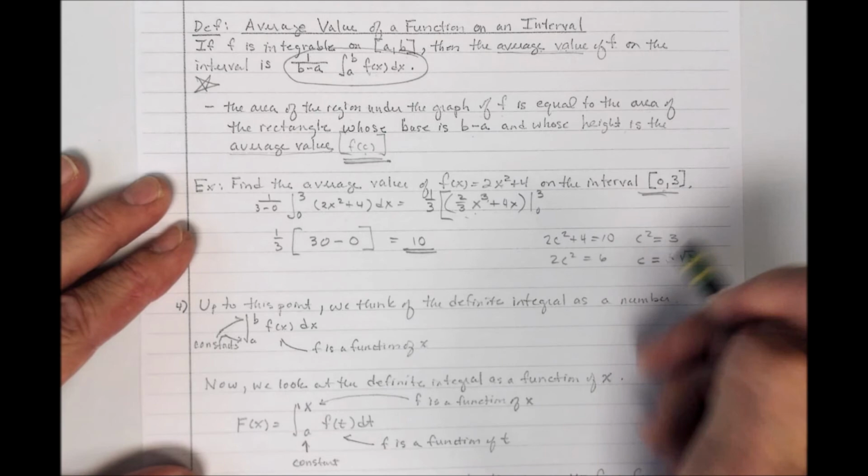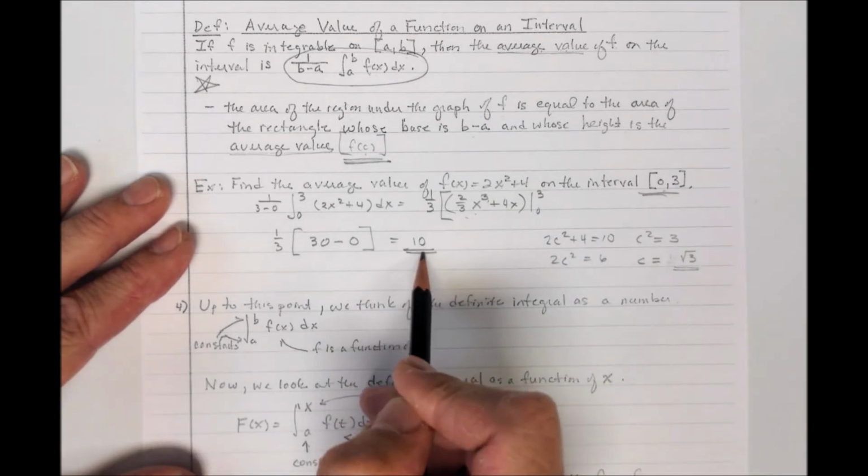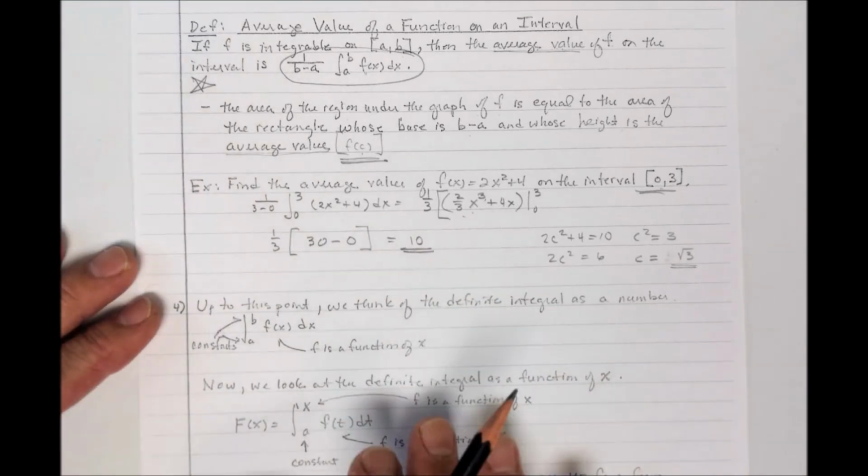Sometimes it's easy enough that we could figure out that value of c, but my average value is the 10 for this function on that closed interval. So that's kind of cool, and that's useful.